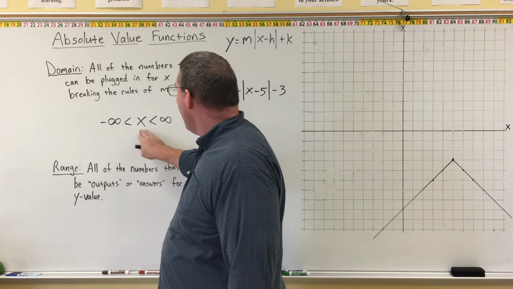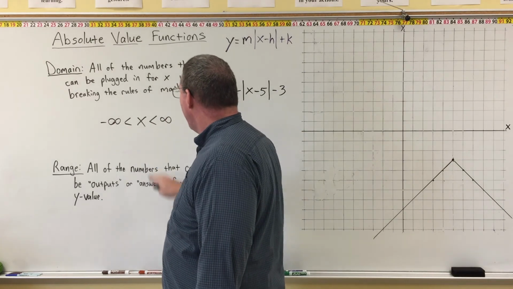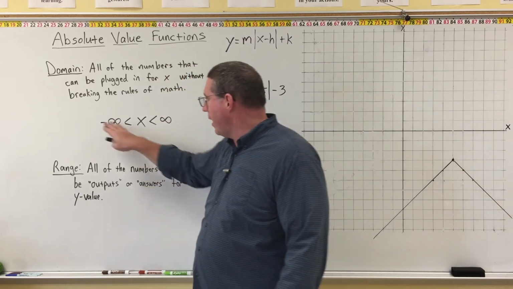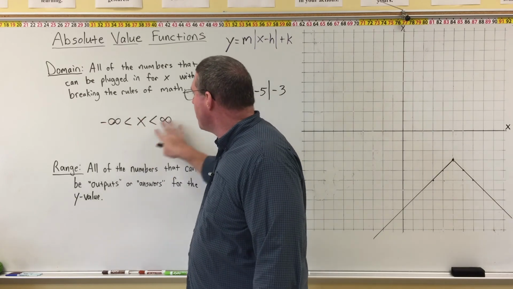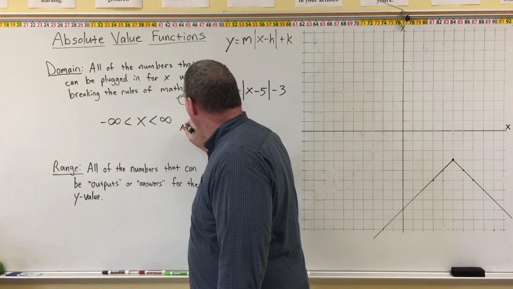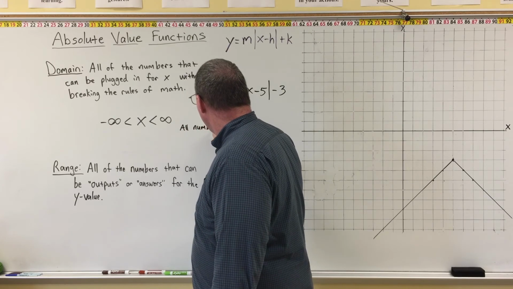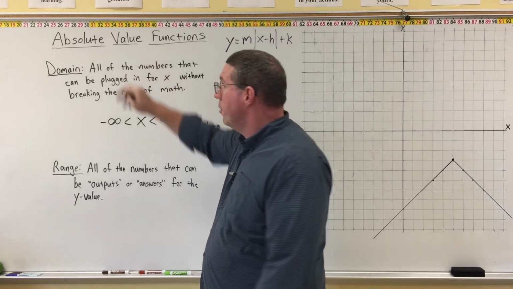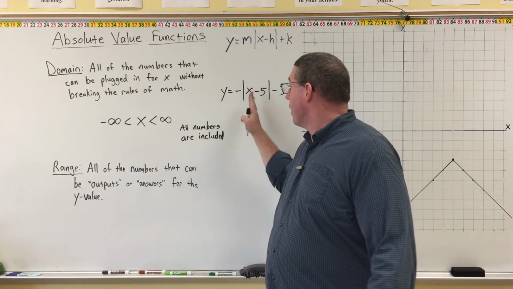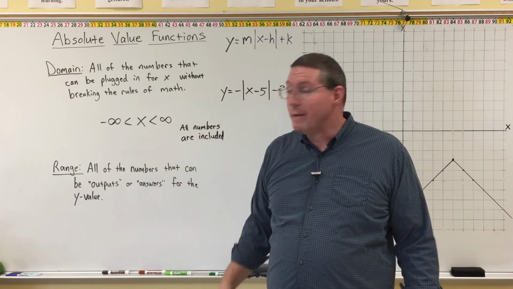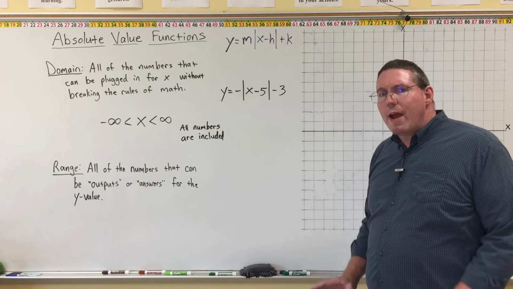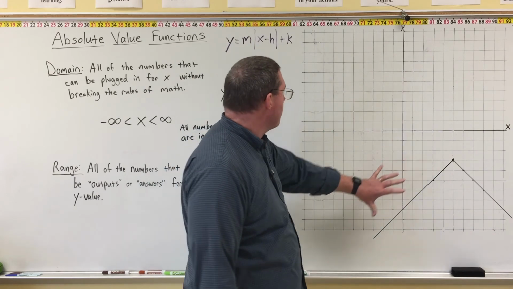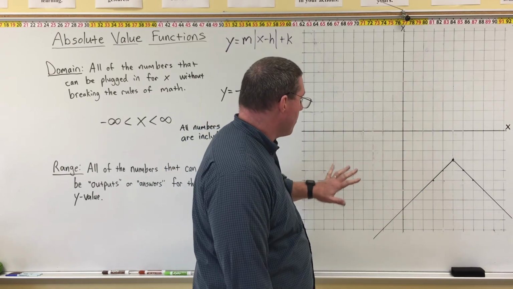X can also be any number larger than negative infinity. And so by saying x is greater than negative infinity and x is less than infinity, all of the numbers between negative infinity and positive infinity are included in the domain. You can plug any number in for x in an absolute value function, okay? But now let's look at the range. For the range, there is a restriction. The way I'm going to help you understand the range is by looking at this absolute value function that we had graphed previously, okay?